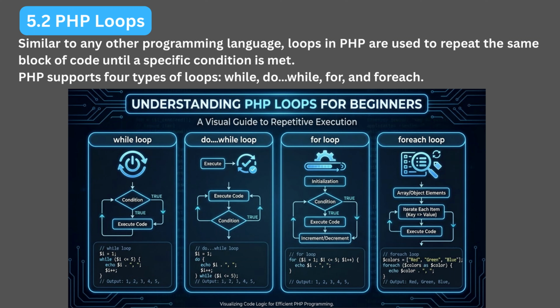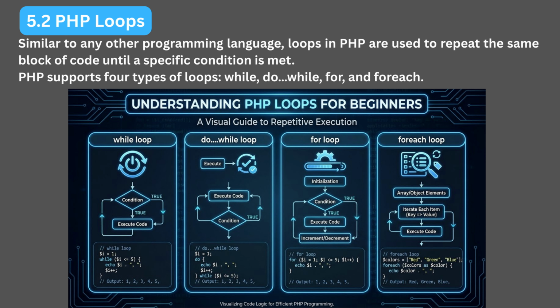In PHP, loops are one of the most important concepts because they allow us to repeat a block of code multiple times without writing the same lines again and again. Just like other programming languages, PHP offers four main types of loops: the while loop, the do-while loop, the for loop, and the foreach loop. Each of these loops works in a slightly different way, but their purpose is the same: to make repetitive tasks easier, faster, and more efficient.